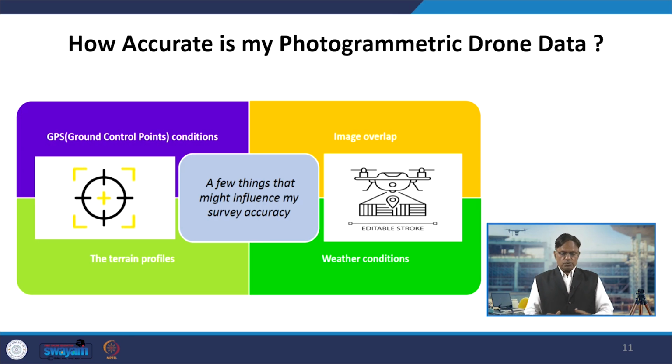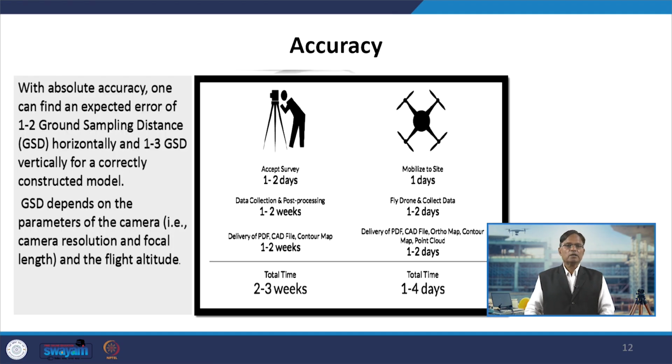Now, this slide shows how accurate my photogrammetric drone data is. It depends upon the ground control points, the number of ground control points and their distribution. It will also depend upon the terrain profile, that means the undulations in the area from high altitude to low altitude, the elevations present in the area, the image overlap, how much overlap we are taking between the subsequent images, and the weather condition. What were the weather conditions when the photographs were taken?